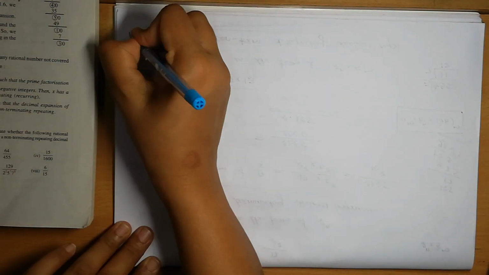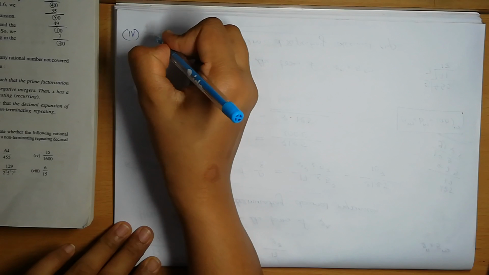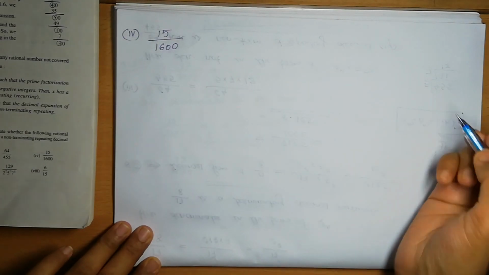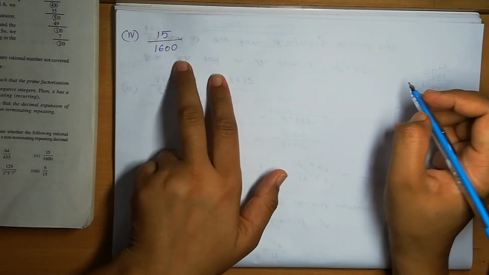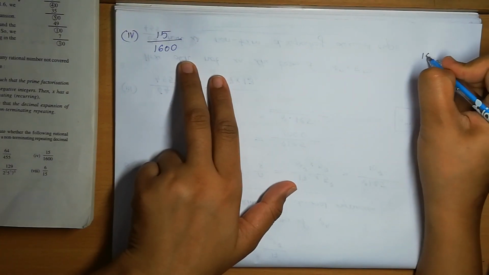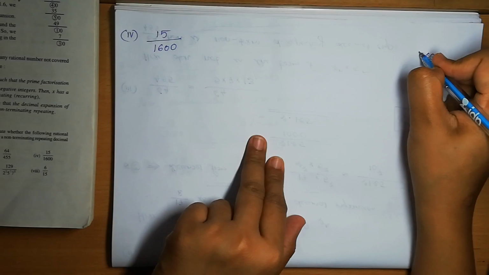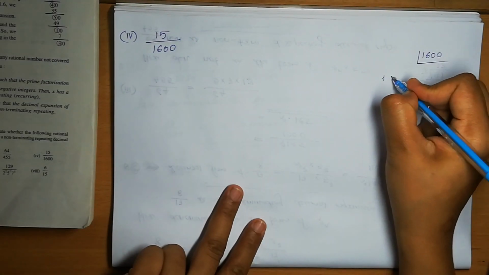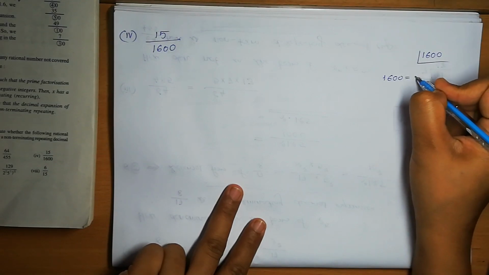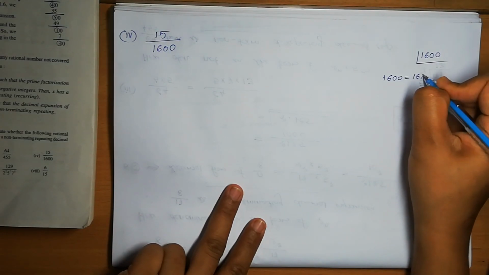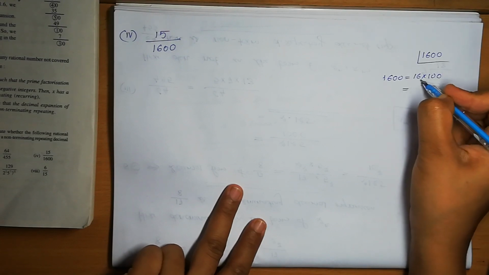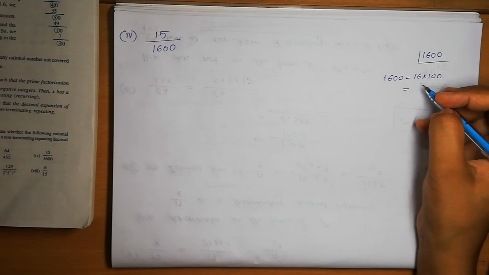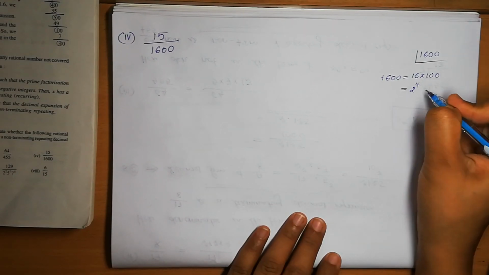Question number 4. 15 divided by 1600. First we can write the prime factors of 1600. Directly also we can write 16 into 4 into, that will be easy, right? 1600 means 4 4s are 16. 16 into 100 we can write this one. 16 means 4 into 4. That means 2 into 2 into 2 into 2. That means 2 power 4.